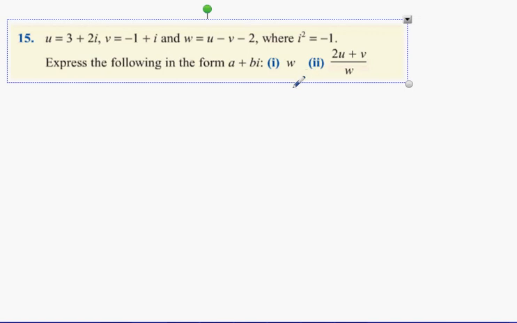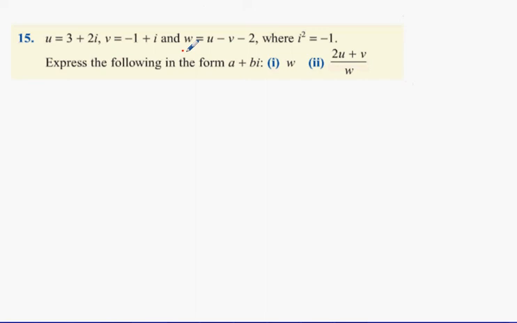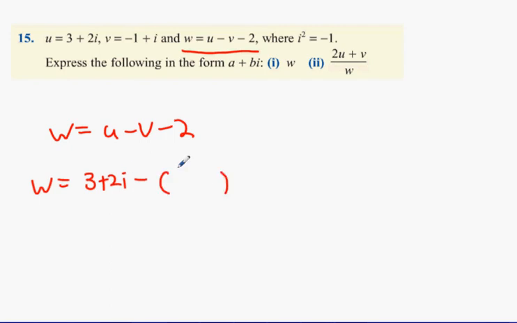Here's what they want. They try to make it really, really complicated by doing something like this. W equals U minus V minus 2. First of all, what is U? It says 3 plus 2i. Take away V. What's V? Minus 1 plus i.